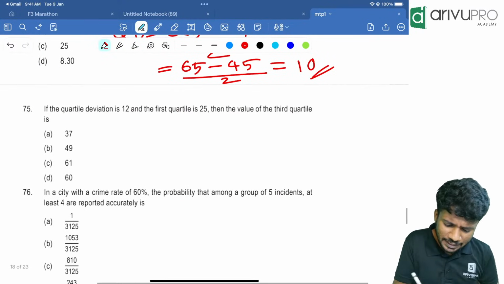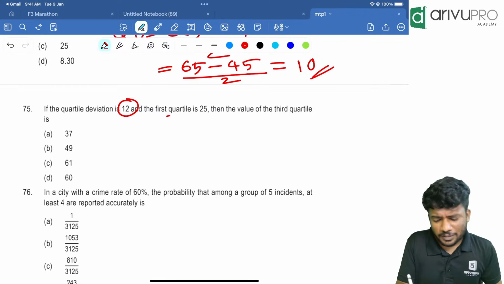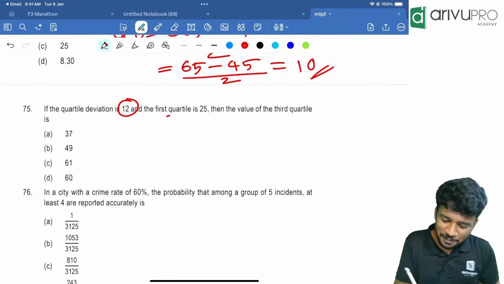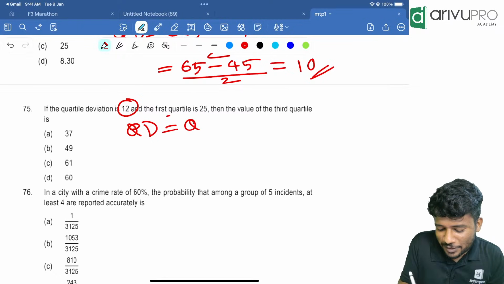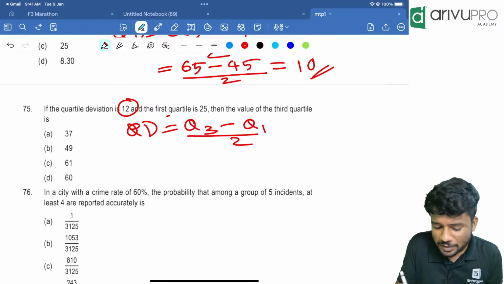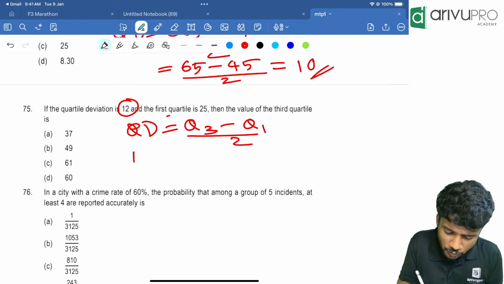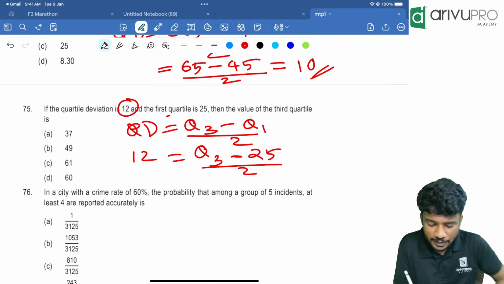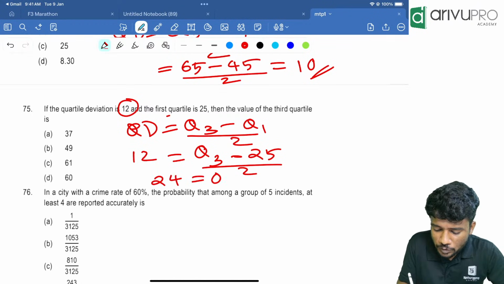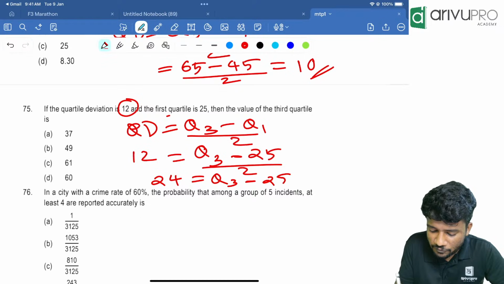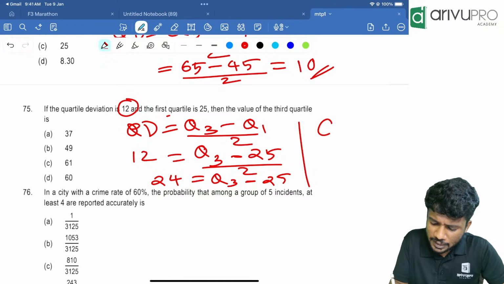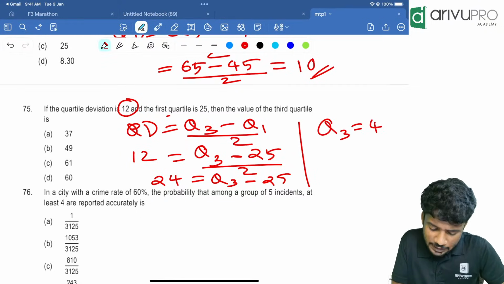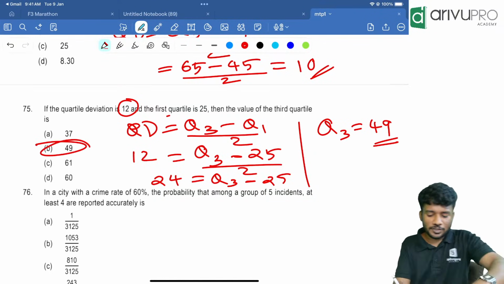Yes. The quartile deviation is 12. Then the first quartile, find Q3 in the same formula. So quartile deviation is what? Q3 minus Q1 divided by 2. QD is how much? That is 12, which is equal to Q3 minus first quartile, 25, divided by 2. People cross multiply it. That means 24 is equal to Q3 minus 25. So 25 goes to the other side. Q3 will become what? 24 plus 25 is how much? 49. Option B is your answer.